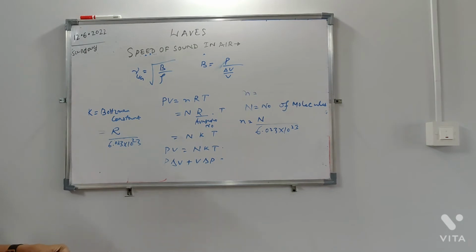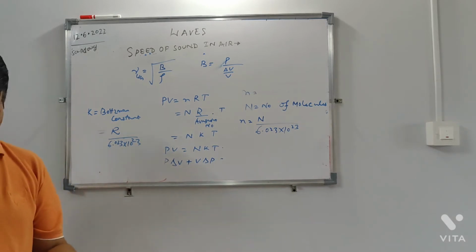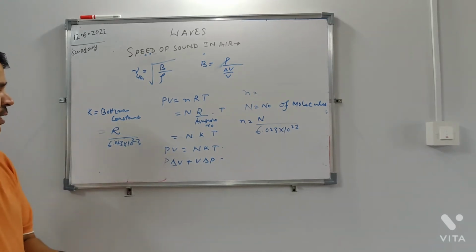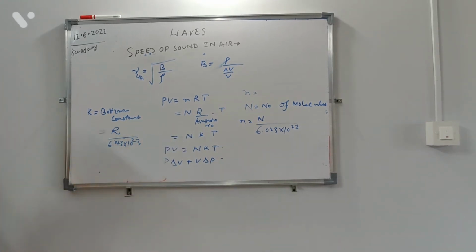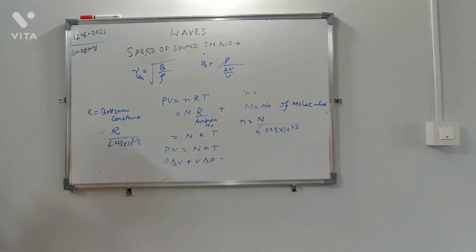So we are discussing the velocity of sound. PV is equal to nRT, which you can otherwise write as PV is equal to NKT, where N is the number of molecules. So this one is in terms of number of moles. If you want to write it in terms of the Boltzmann constant, it will be number of molecules into Boltzmann constant into T.